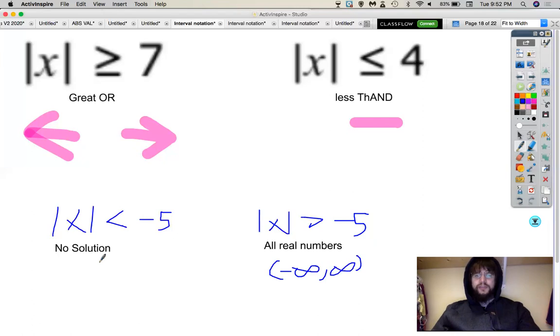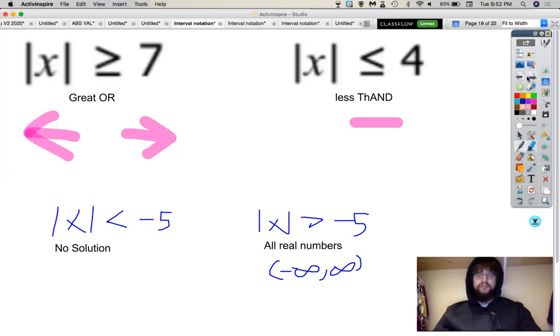All right, so those are two special cases. And if you think about it, less than 0 is not going to work. Greater than 0 is always, well, greater than 0 is interesting. Greater than or equal to 0 is all real numbers. Okay, but greater than any negative number is all real numbers.